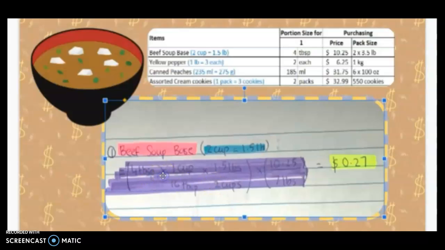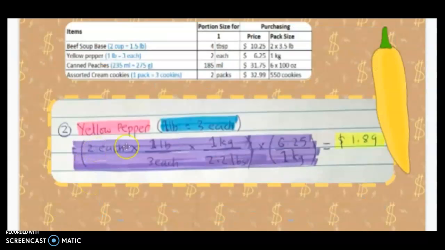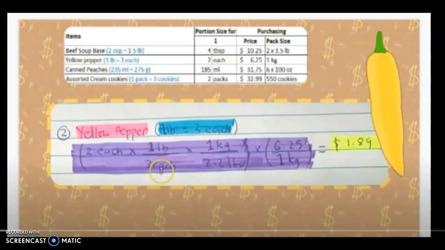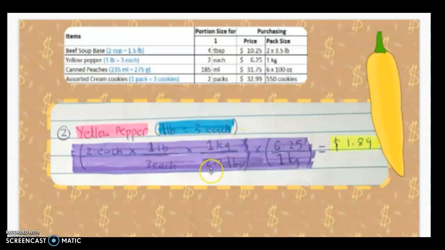So over here we have the yellow peppers. The portion size is 2 each, and 3 each is equal to 1 lb, as we can see at the equivalency, and we know that 2.2 lb gives 1 kg. Times the price per portion, which is 6.25 divided by 1 kg, and when we put that into our calculator, 2 divided by 3 divided by 2.2 times 6.25, we get 1.89 as our price.